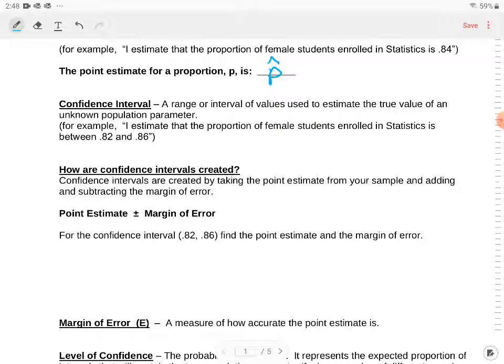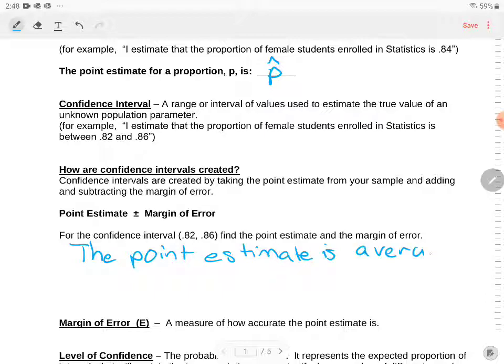Okay, the point estimate is the average, so we're going to find that first. It's always the middle number of the confidence interval. So we take 0.82 plus 0.86 divided by 2, and we get 0.84. So our point estimate, p hat, is equal to 0.84.